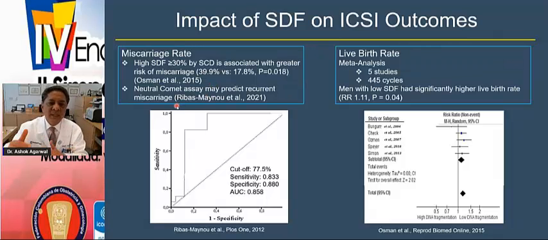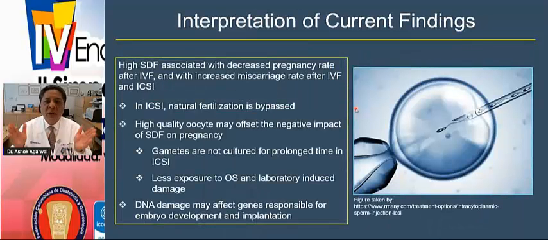And that neutral comet can predict recurrent miscarriage with great accuracy. So again, these are very good results. Looking at live birth, in a meta-analysis of 5 studies and almost 450 cycles, men with low sperm DNA fragmentation have significantly higher live birth rate, with a risk ratio of 1.1. Conversely, men with high sperm DNA fragmentation have significantly lower live birth. So these results are kind of matching what we have seen in other ART outcome studies.